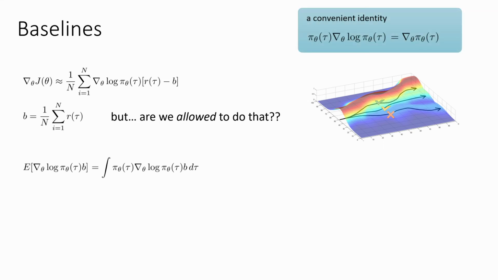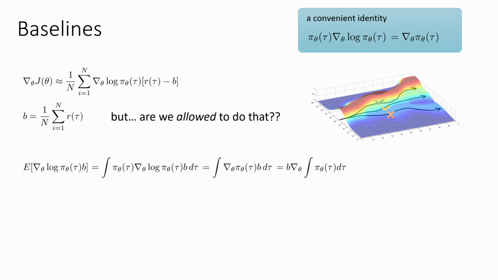Now we go back to our convenient identity, and we apply it in reverse. Before, we had to unpack the gradient, take out that log and take out that pi. Now we pack it back up, taking pi times grad log pi and packing it back into a grad pi. So now we have grad pi times b. Remember, the gradient operator commutes with the integration operator, so we can take the b and the grad on the outside. So we have b times the gradient of the integral over tau of pi(tau).